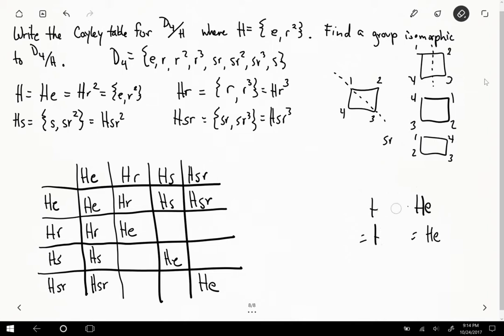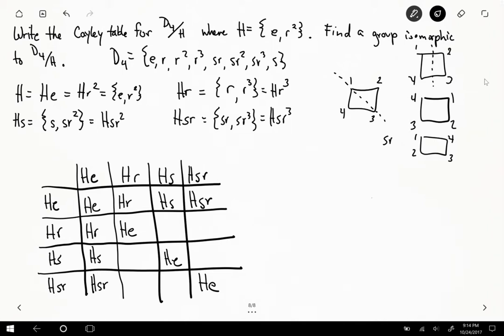That should actually give you an idea. Notice everything down that diagonal, when we compose it with itself, it all has order 2 for all those elements. And that's important, and hopefully that should give you the idea as to what group we might be isomorphic to.